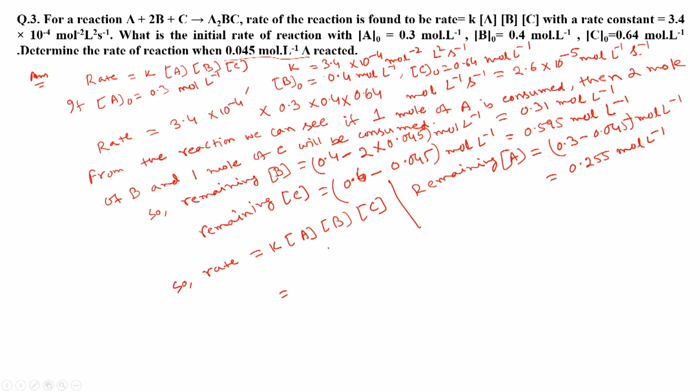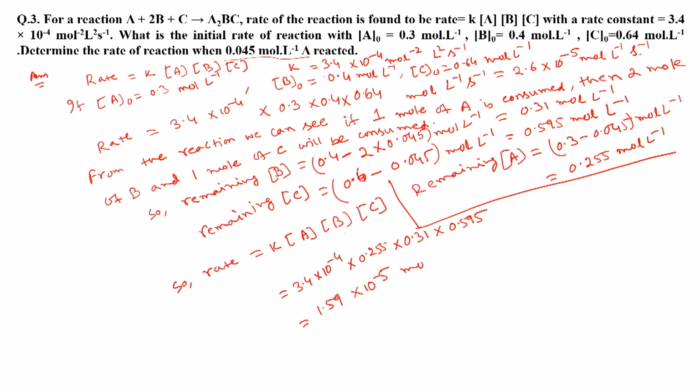So the rate, now we got all the values of concentration of A, concentration of B, and concentration of C, and value of K we also know. So K is 3.4 times 10 to the minus 4 times concentration of A is 0.255 times concentration of B is 0.31 and concentration of C is 0.595. Okay, so if we carry out this one, we get basically 1.59 times 10 to the minus 5 moles liter to the minus 1 second to the minus 1.